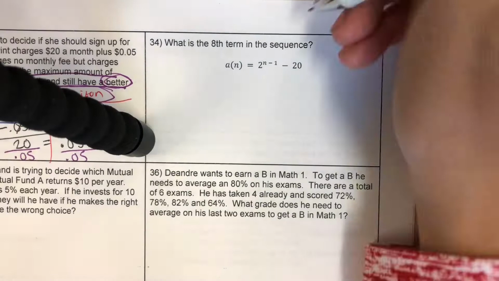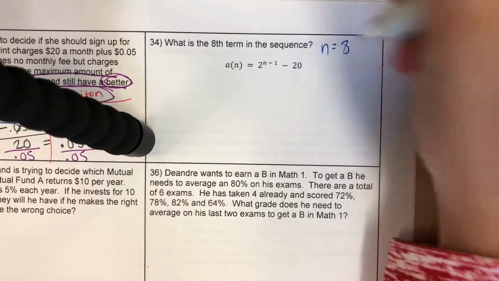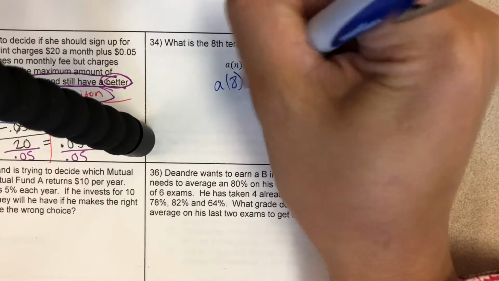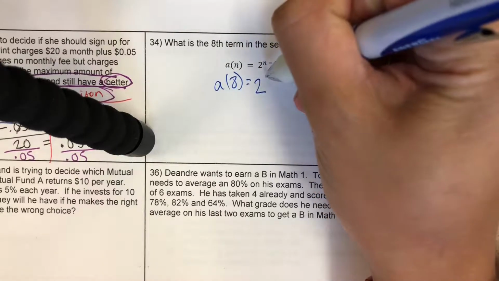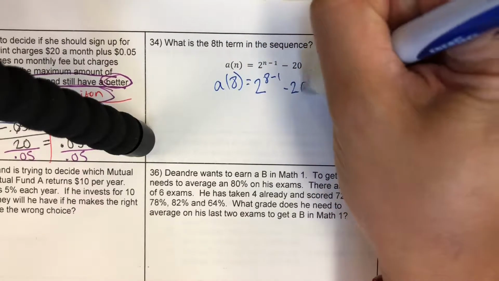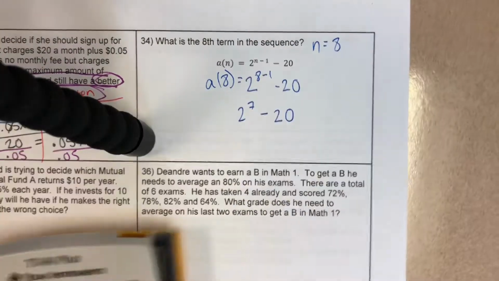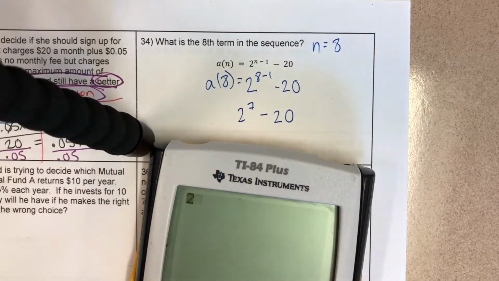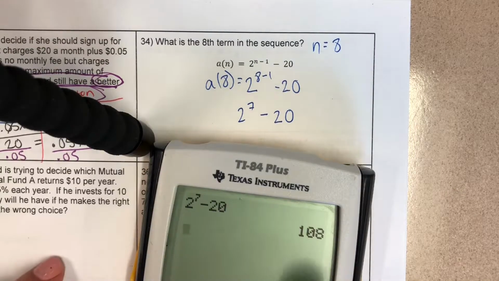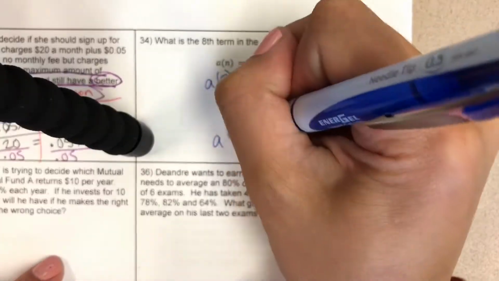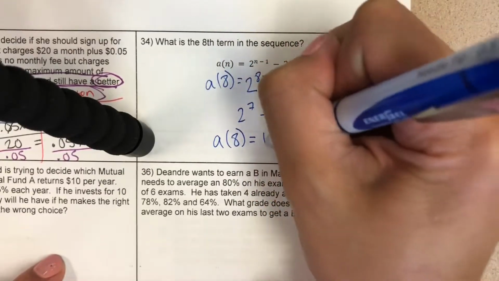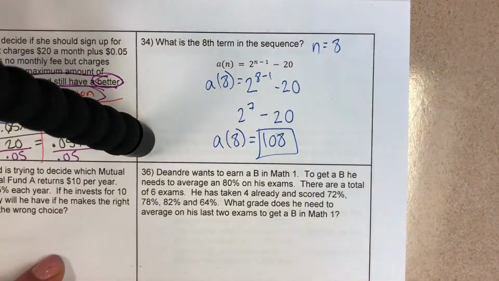All right, in a sequence, my 8th term would make n equal 8, so a of 8 would be 2 to the power of 8 minus 1 minus 20. This would be 2 to the power of 7 minus 20, and then I can just put this in my calculator. 2 to the power of 7 minus 20 gives me 108. So a of 8 would be 108 as your final answer.